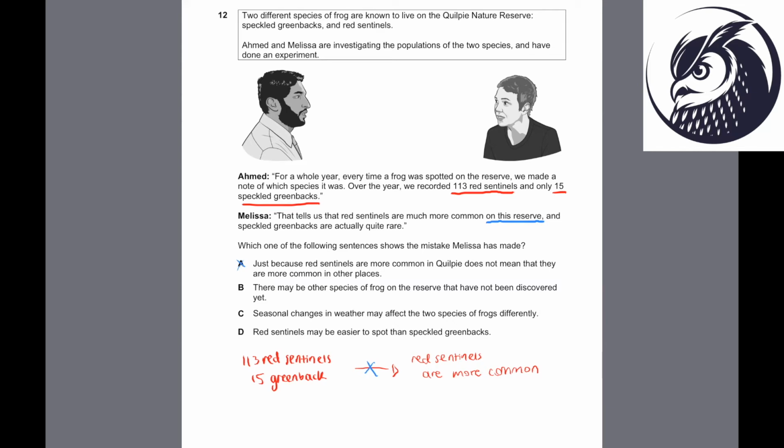B says there may be other species of frog on the reserve that have not been discovered yet. That is quite irrelevant to her argument. Her argument is simply because we've got these numbers, and based on these numbers, red sentinels are more common. So there's nothing about other species. So this is an irrelevant answer, option B. Then answer option C says, seasonal changes in weather may affect the two species of frogs differently. Sure, that might be true, but it's not actually a mistake that Melissa has made. We haven't really talked about the seasonal changes at all. So again, it's quite irrelevant to the argument here.